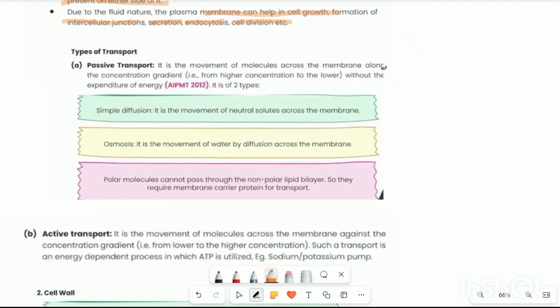In this passive transport, the movement of molecules across the membrane along with the concentration gradient happens, so we call it passive transport, which goes from higher concentration to lower. And here energy expenditure is not happening. Without the expenditure of energy, here energy is not used for the transportation of molecules across the membrane.